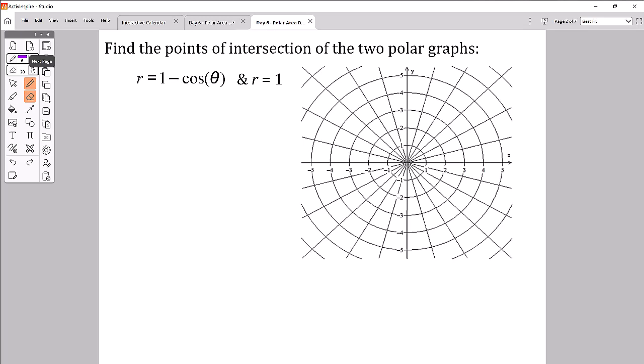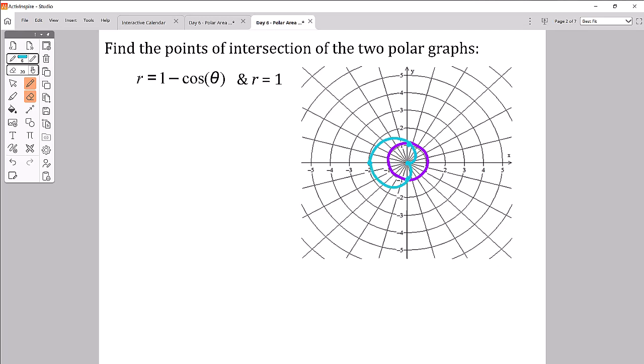So we have two curves here. The first one is r equals 1, that's a circle around the origin. And the second one is r equals 1 minus cosine theta. So that's going to be here, here, here, here. It's a cardioid that looks like this.